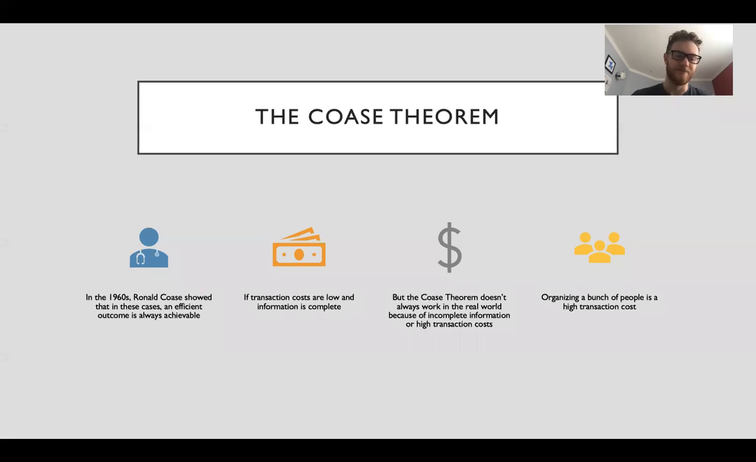The Coase theorem. In the 1960s, Ronald Coase showed that in these cases, an efficient outcome is always achievable if the transaction costs are low and the information is complete. But the Coase theorem doesn't always work in the real world because of incomplete information and high transaction costs. Organizing a bunch of people counts as a high transaction cost.